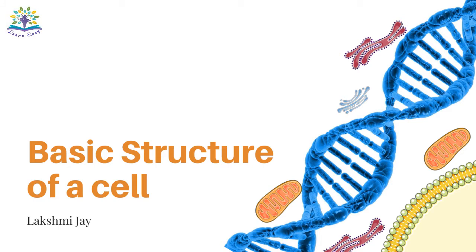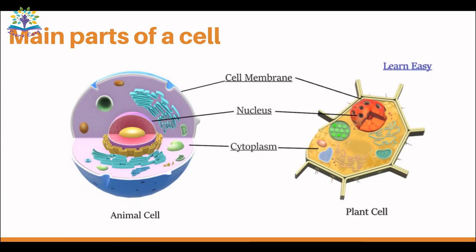This is Lakshmi J and today we are going to see the basic structure of a cell. The main parts of a cell are cell membrane, cytoplasm, nucleus and the organelles present in the cytoplasm. Cytoplasm and nucleus are together known as protoplasm. Protoplasm is a living part of the cell.